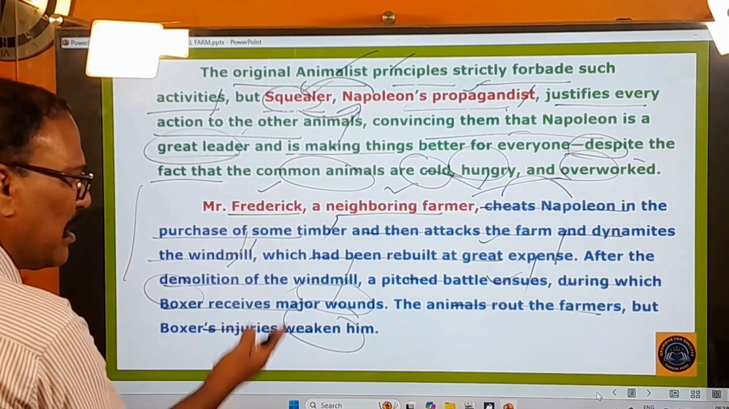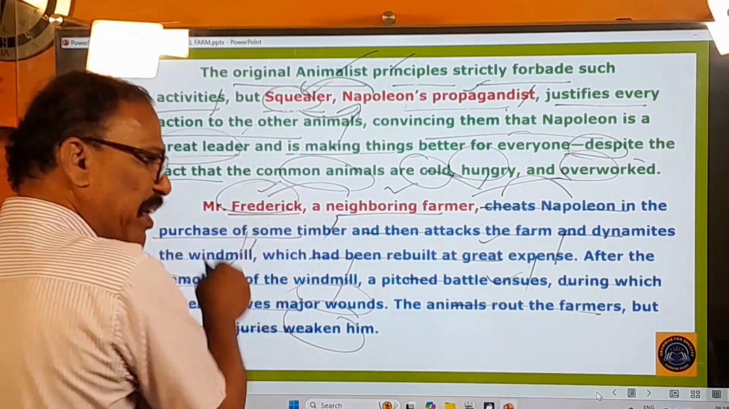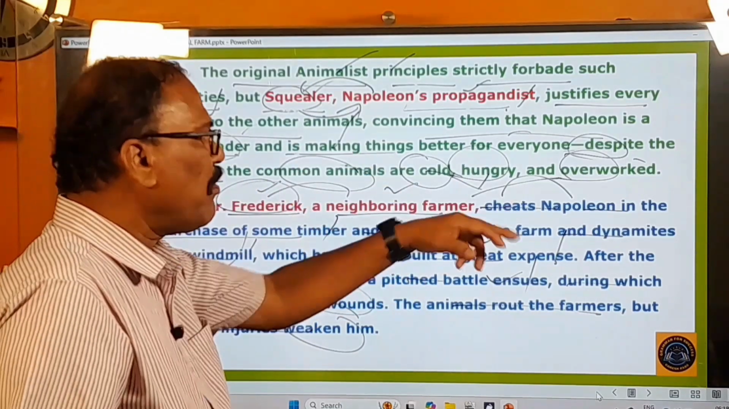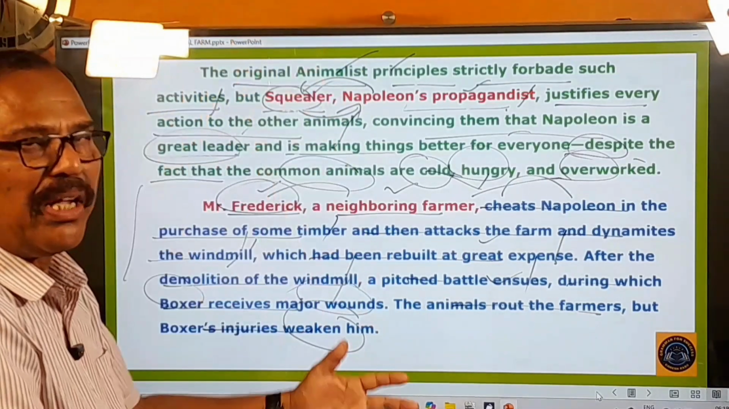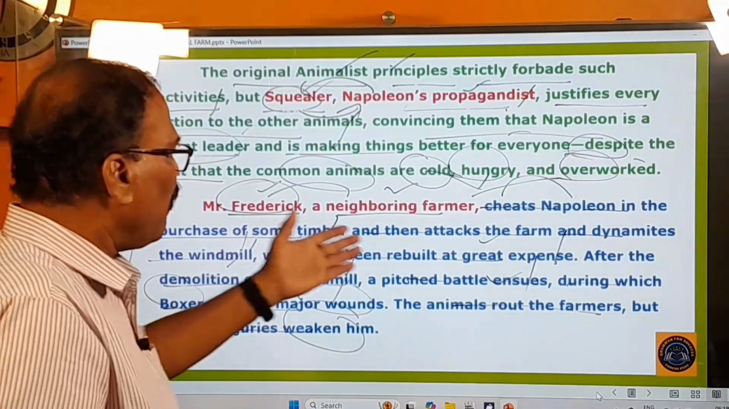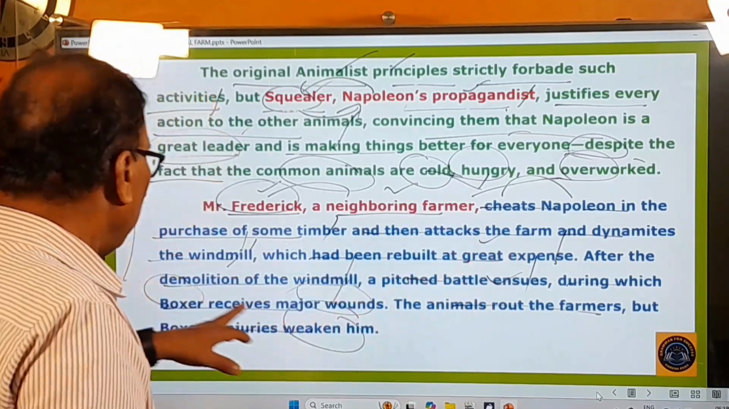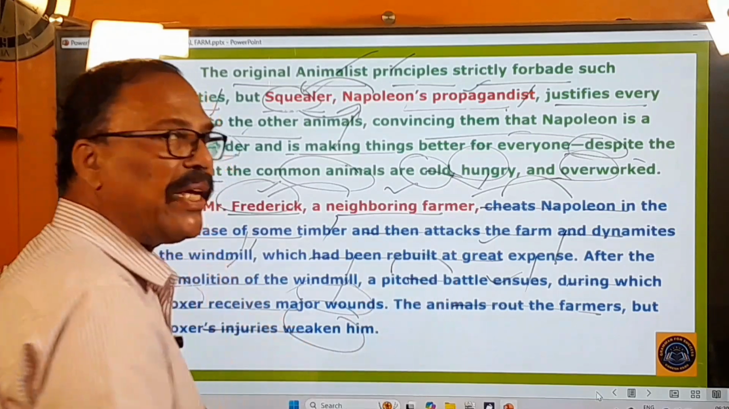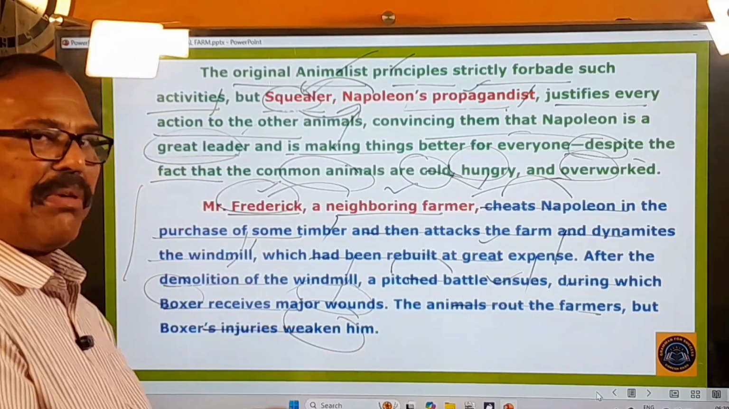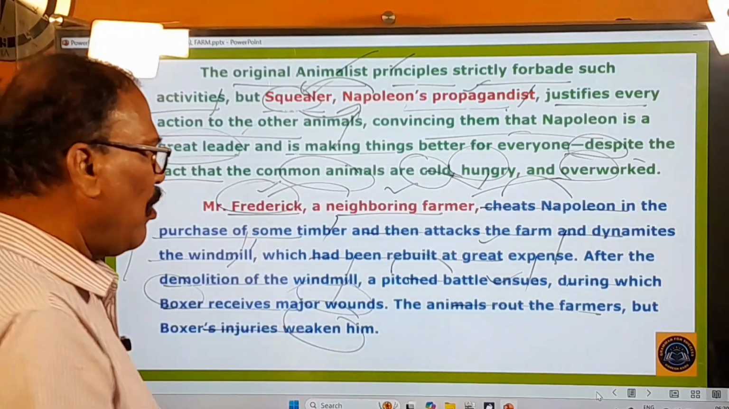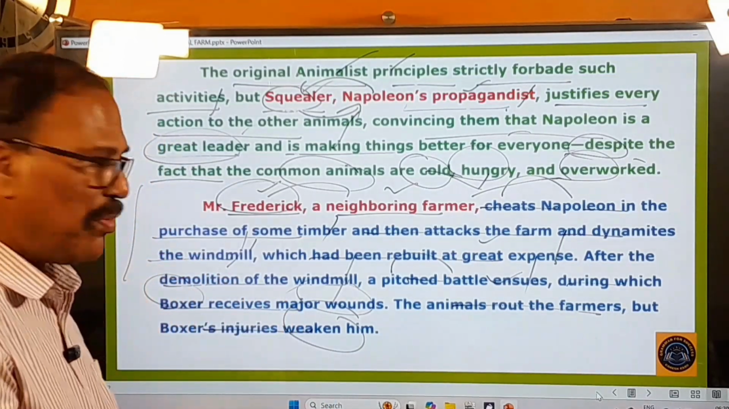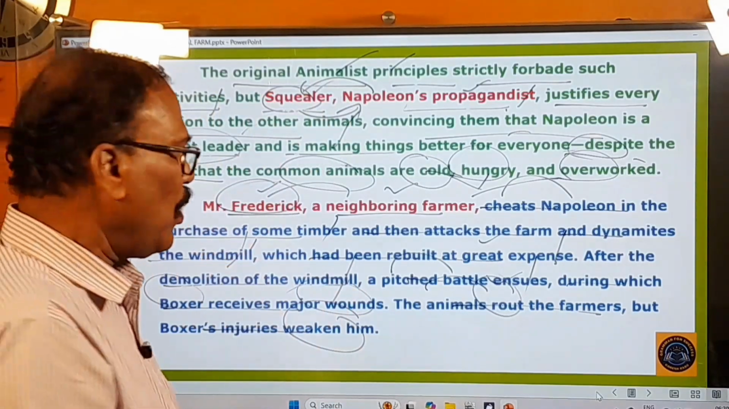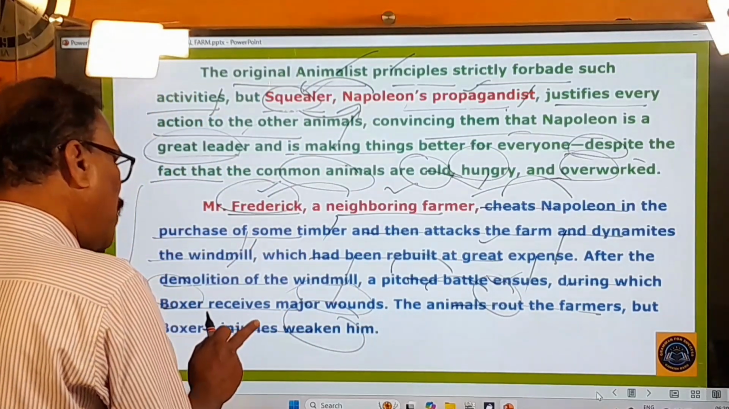So here, if you look at this, the neighboring farmer, Mr. Frederick, unnecessarily cheats Napoleon in the purchase of timber, and he attacks the farm and he dynamites, means he blasts, he demolishes the windmill, and of course that was rebuilt again. After the demolition of the windmill, what happened? These animals did not keep quiet. A pitched battle, a serious battle takes place between the animals and this neighboring farmer, and during which Boxer receives major wounds, and all the animals rout. Rout means defeat disastrously whom? The farmers, but Boxer's injuries weaken him.